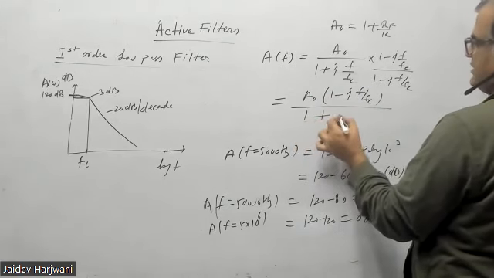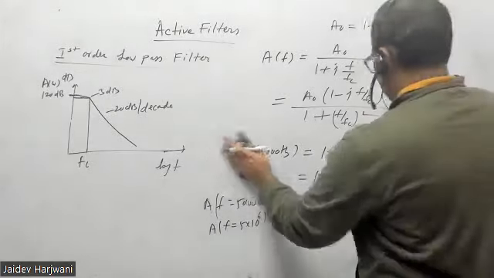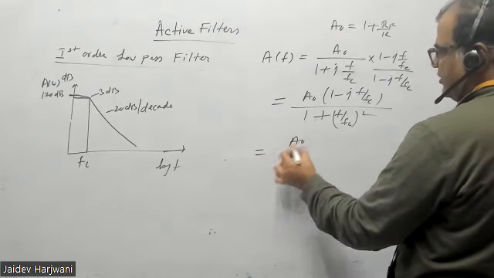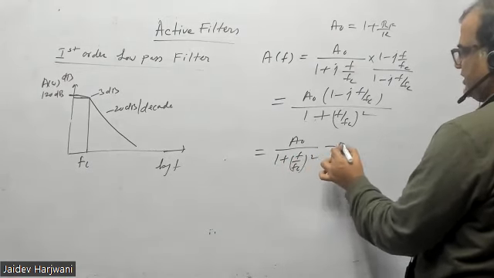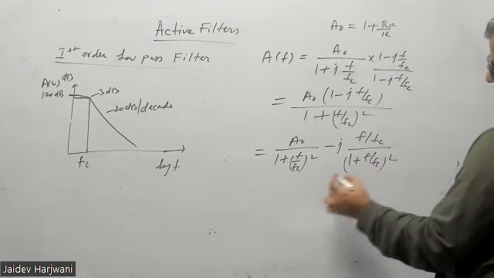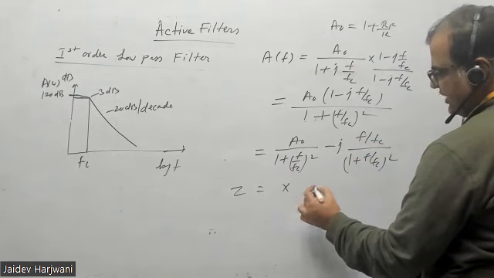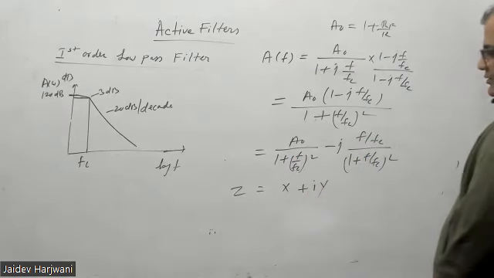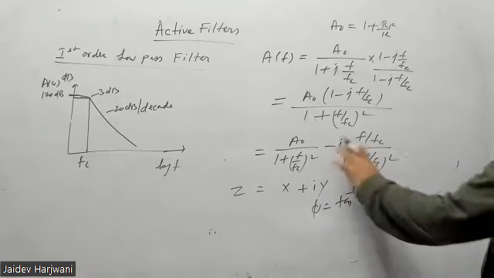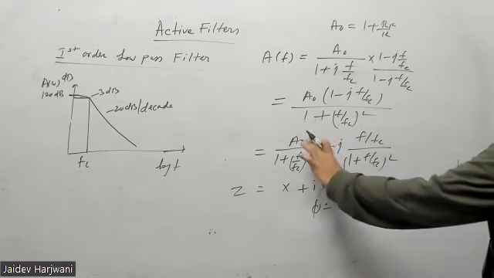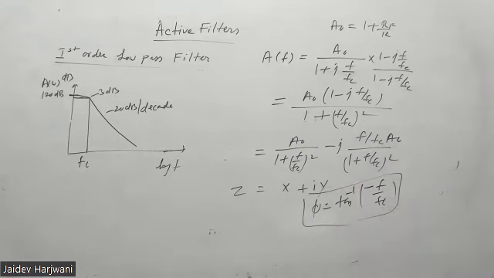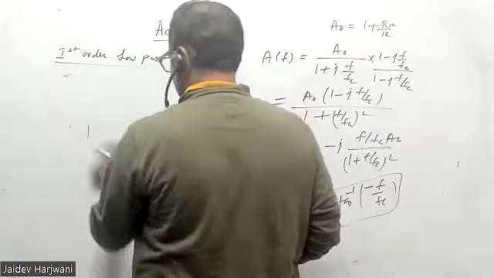This will become 1 plus f upon fc squared. Now this is a complex number, and you can write its phase. So you can write this as a real part, A naught upon 1 plus (f upon fc) squared, minus j (f upon fc) upon 1 plus (f upon fc) squared. So this is the real part, x plus iota y. And the phase of this number is phi equal to tan inverse of y by x. This is y, with a minus here, this quantity divided by that quantity, A naught also there. So you get only f by fc. So this is the formula for phase, and this is also a function of frequency.